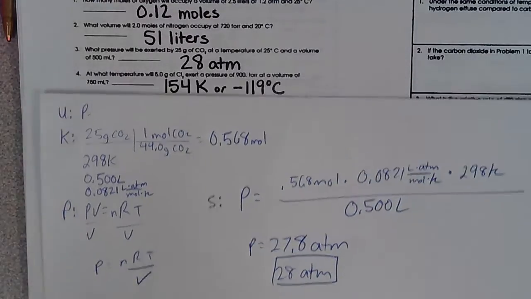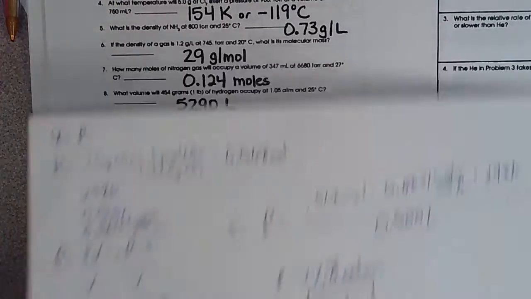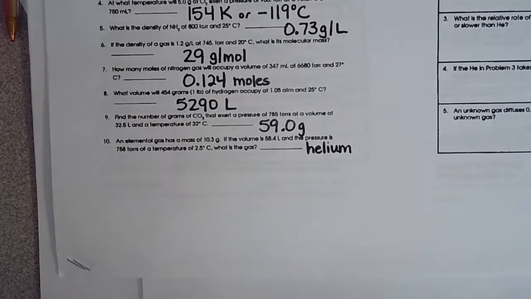All right. Next up, I'm going to take a look at number 5, which asks you to solve for the density of the ammonia.